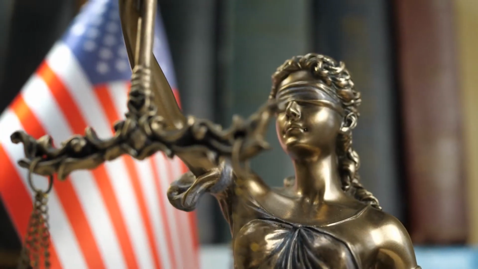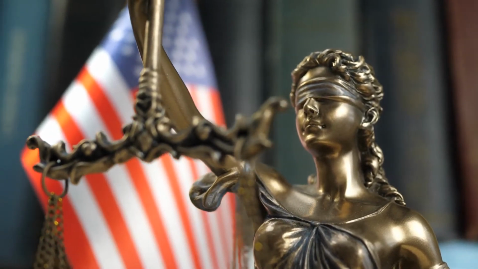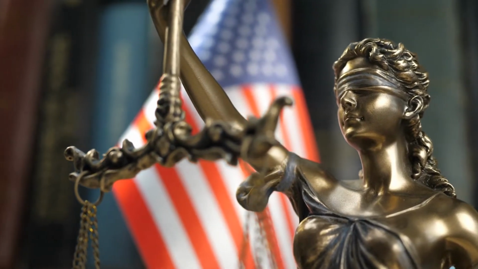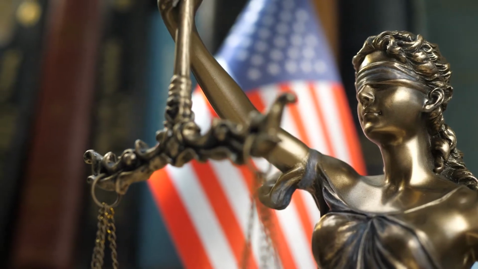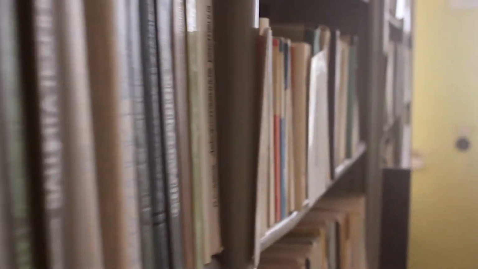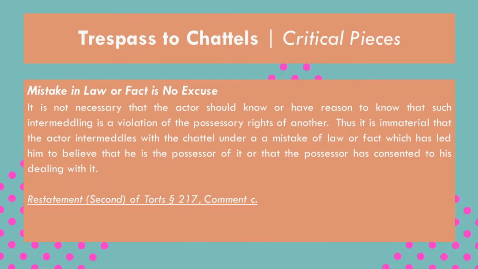As we saw with trespass to land, it is largely immaterial if the defendant mistakenly dispossessed the plaintiff of his chattel. All that matters is that the defendant intended the action which interfered with or dispossessed the plaintiff of his chattel. Section 217, Comment C, gives some insight into this concept. It states, in part, that it is not necessary that the actor should know or have reason to know that such intermeddling is a violation of the possessory rights of another. Thus, it is immaterial that the actor intermeddles with the chattel under a mistake of law or fact which has led him to believe that he is the possessor of it, or that the possessor has consented to his dealing with it.